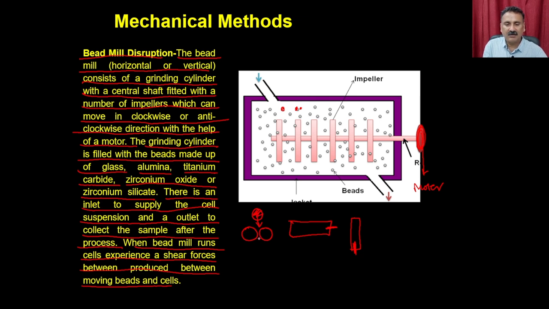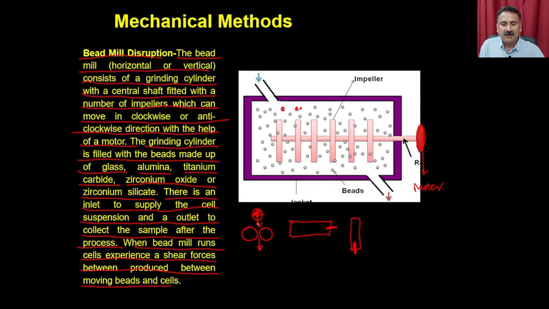As a result, the cell is going to experience a shear stress, which means these two beads are moving and the cell is hitting these beads and passing through. It actually has to squeeze, and only then can it pass through. But in that process, it is going to experience a very significant change in pressure because there is a very high shear stress. And as a result, the content is going to be released.